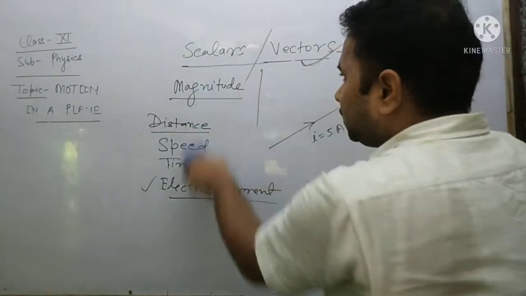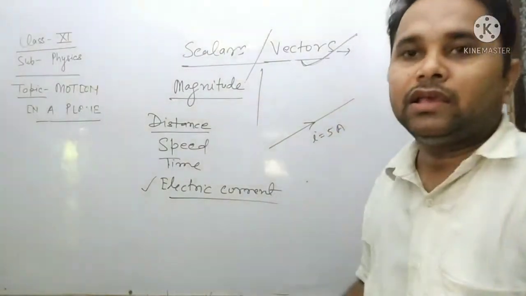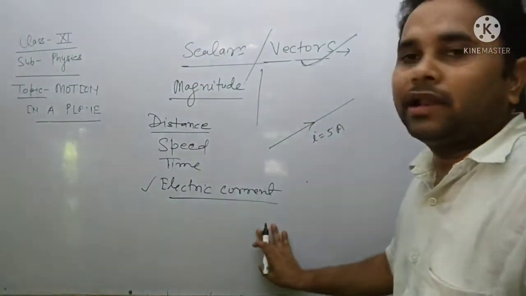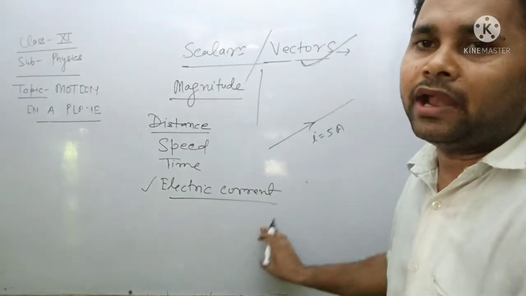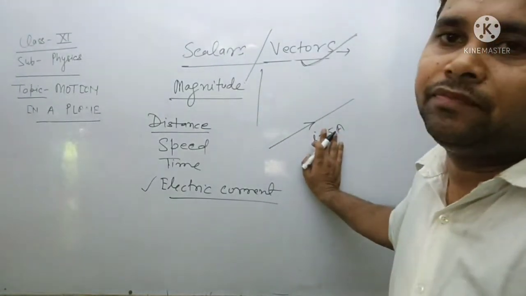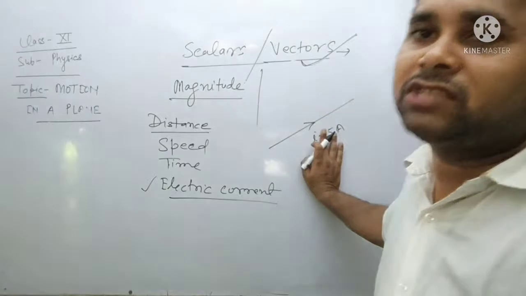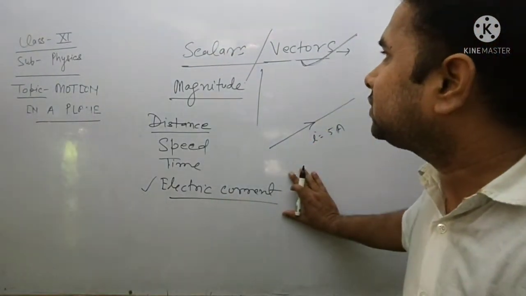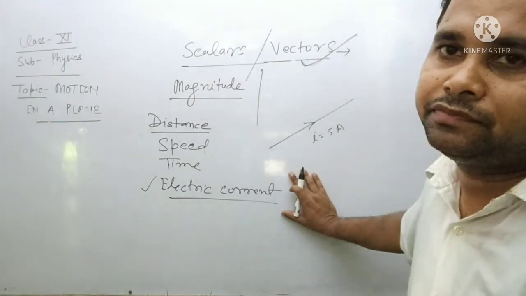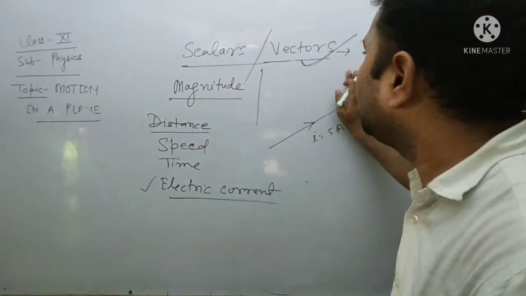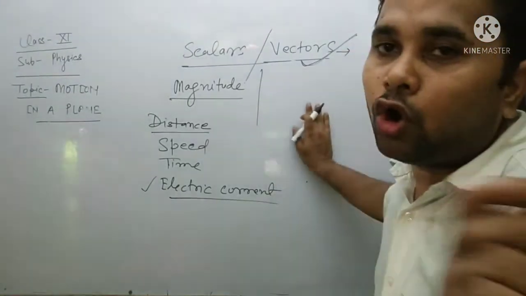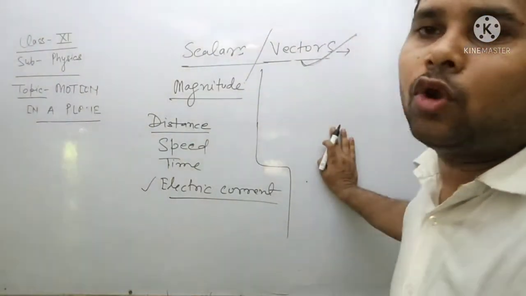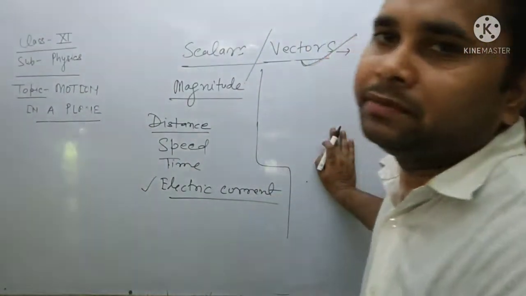Okay, so electric current can be added algebraically. Electric current in the circuit can be added algebraically. It needs no specific rule for addition. So it is just a scalar quantity. But vectors are those physical quantities which cannot be added by algebraic law. It cannot be added simply.